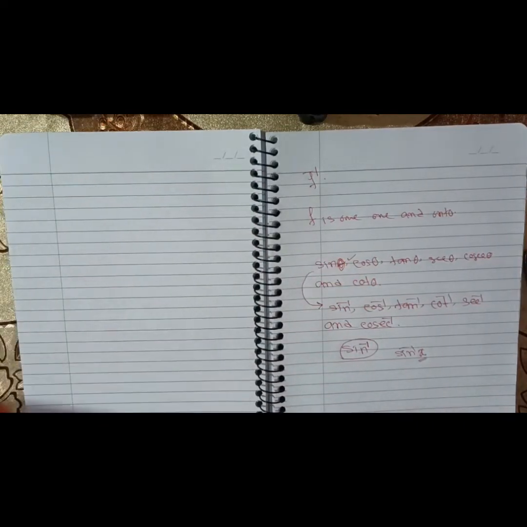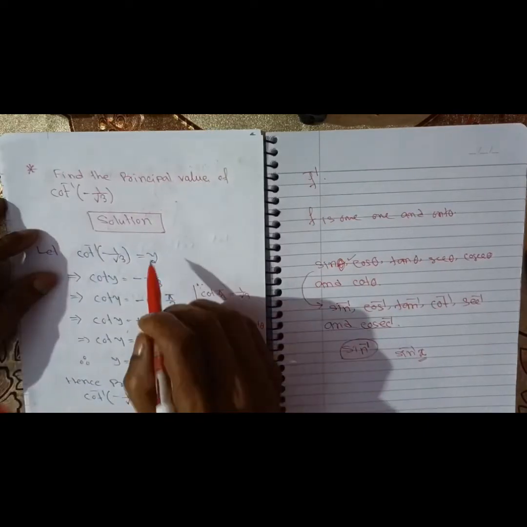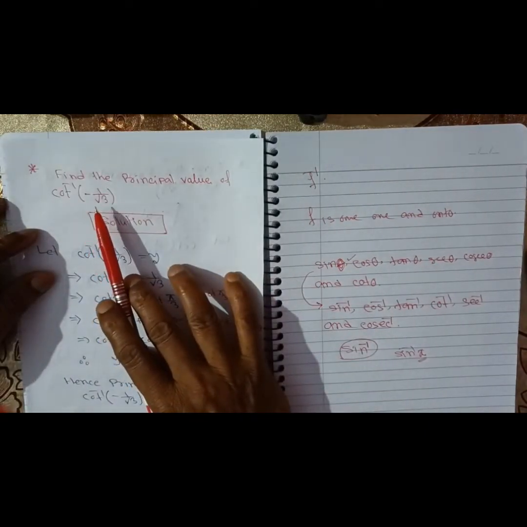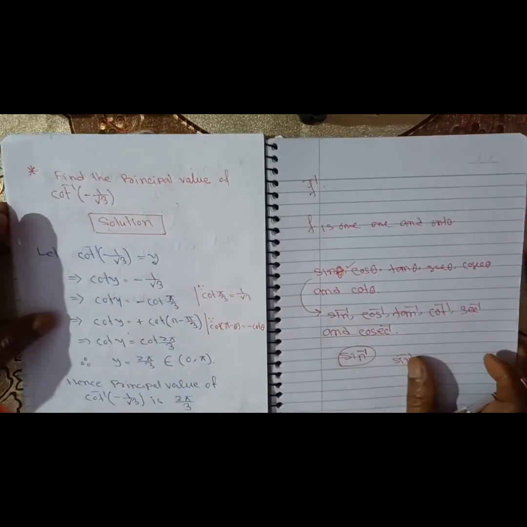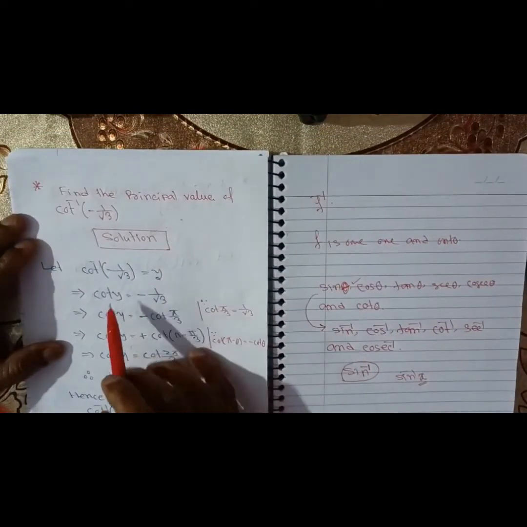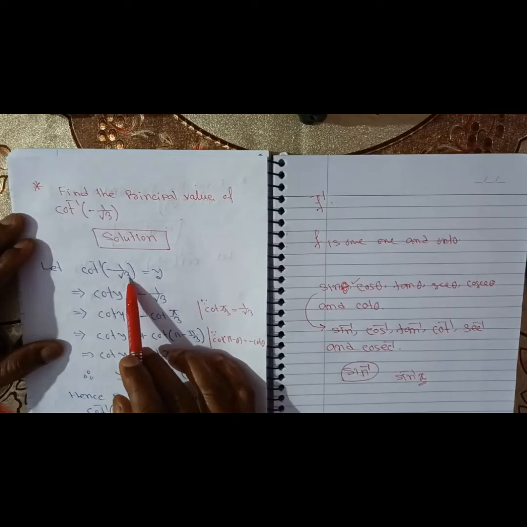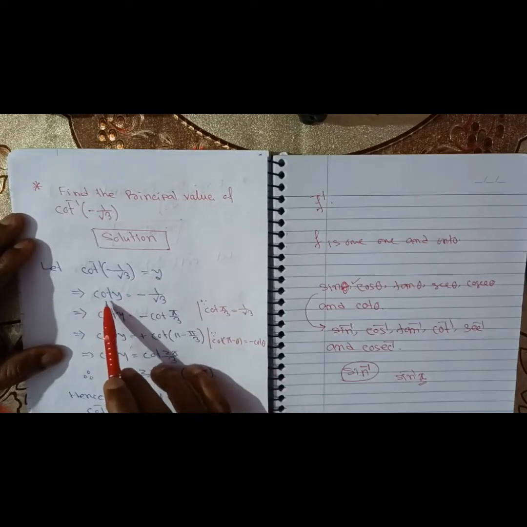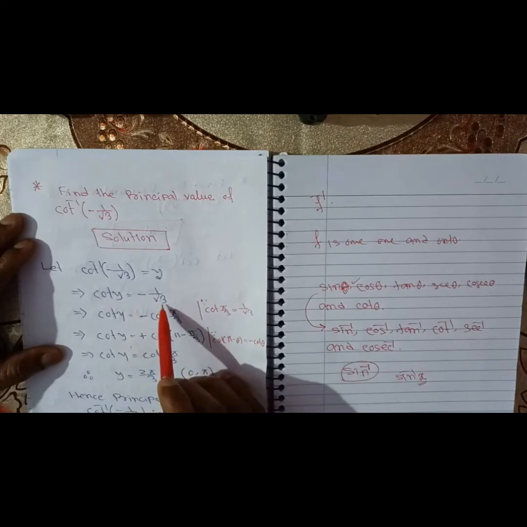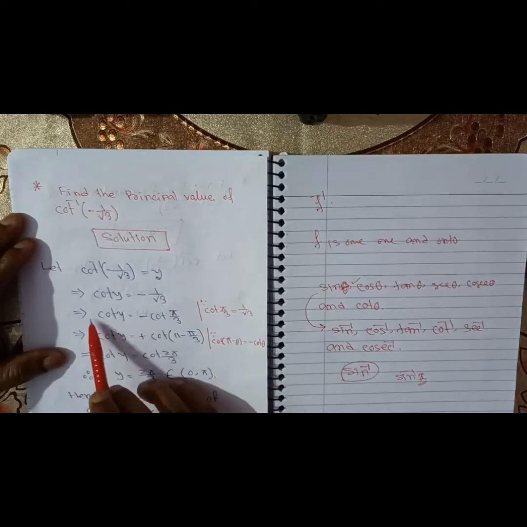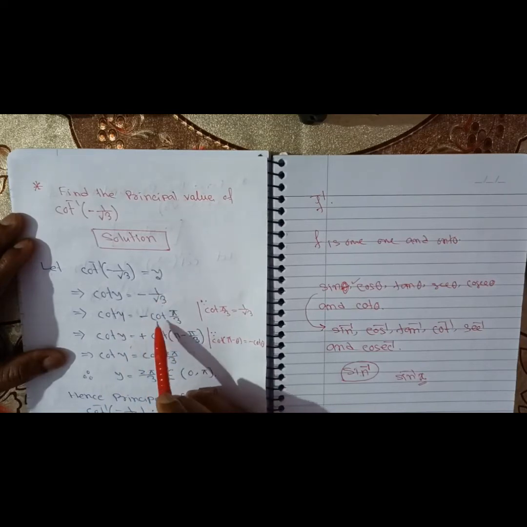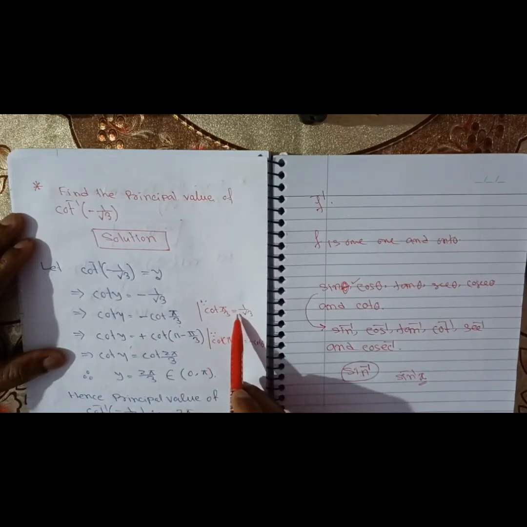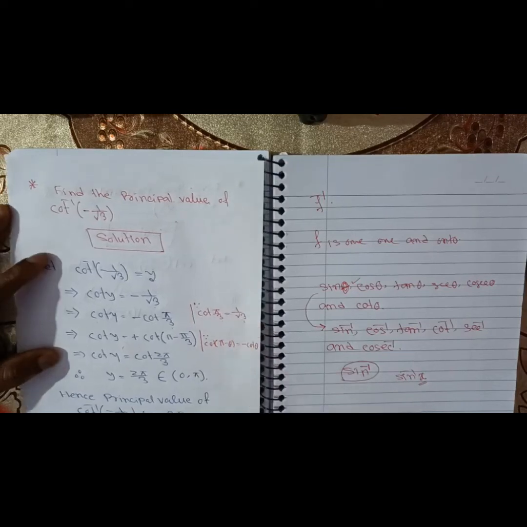Now we are going to another exercise. Find the principal value of cot inverse of minus 1 by root 3. Solution like this. In a similar way, we can find the solution. Let cot inverse of minus 1 by root 3 be equal to y. This implies cot y is equal to minus 1 by root 3. In place of 1 by root 3 we can write cot pi by 3, since cot pi by 3 is equal to 1 by root 3 from the table.